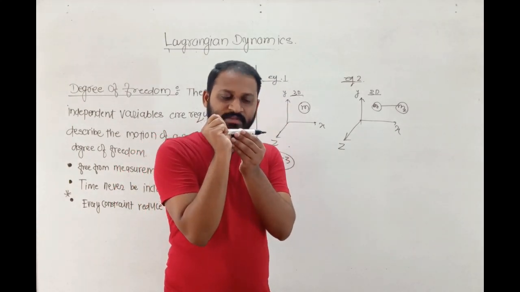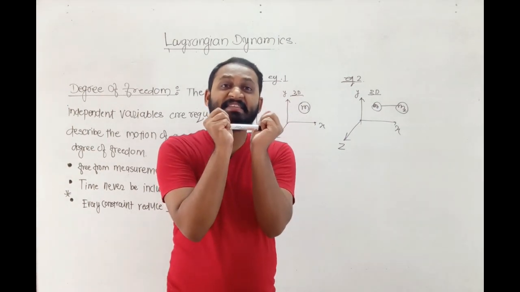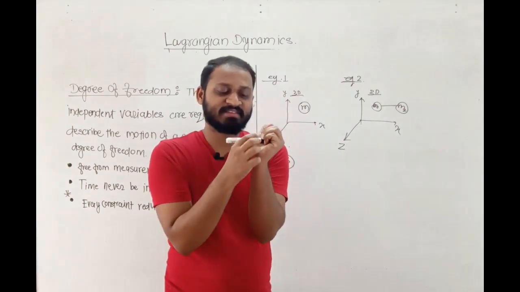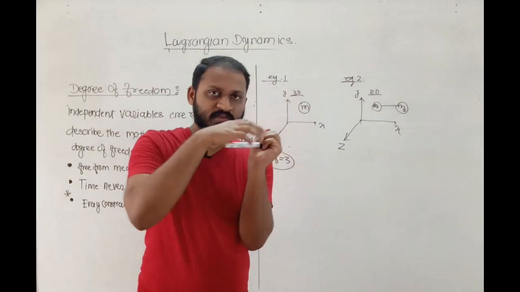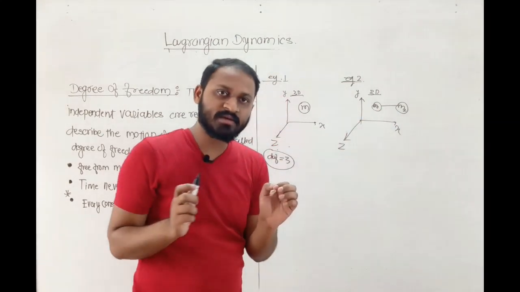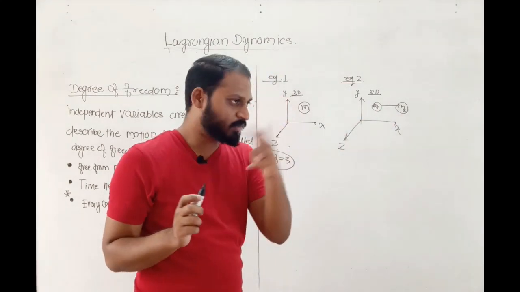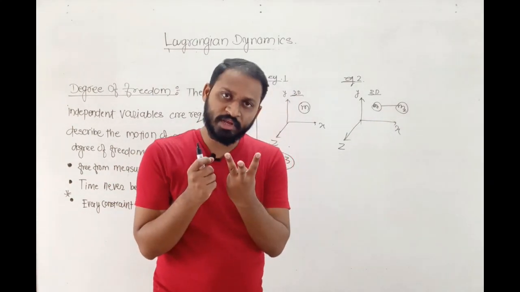Something mass m1 here and m2 here. And what is this? This is the constraint. Now see, if there is no constraint in between m1 and m2, m1 requires 3 variables to define its system, and m2 also requires 3 variables.